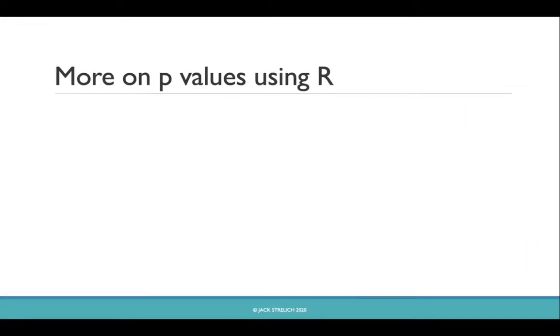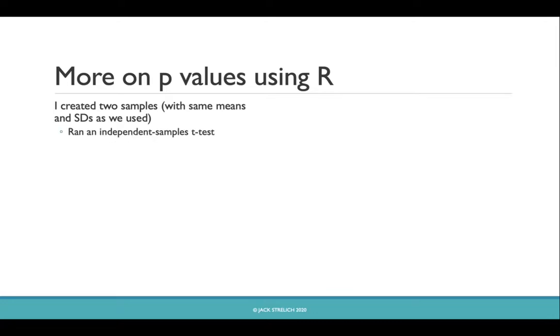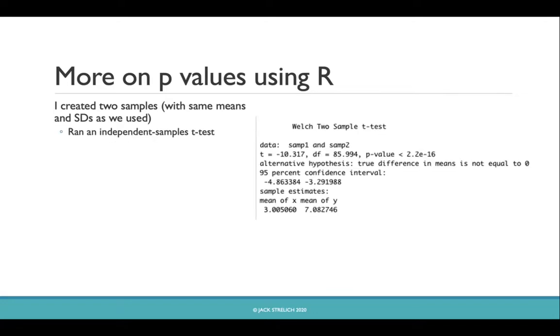So let's talk a little bit more about p-values. What I did here was create two samples with the same means and standard deviations as we used in our example earlier, and ran an independent samples t-test in R, producing output that looked like this. We get roughly the same t-test statistic.